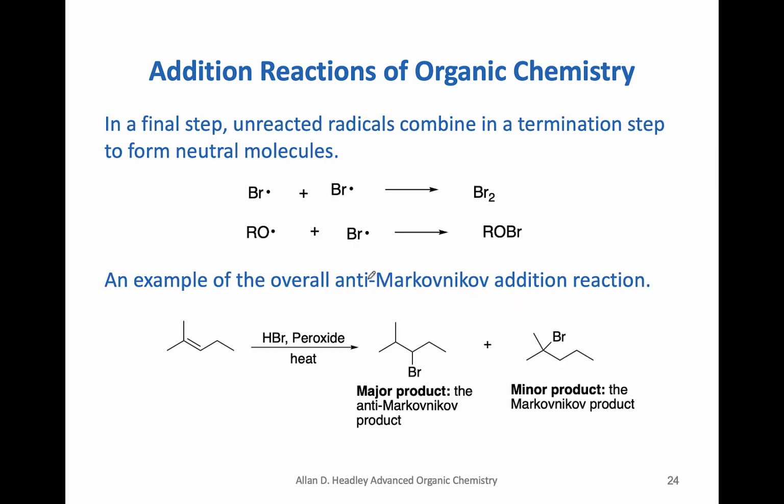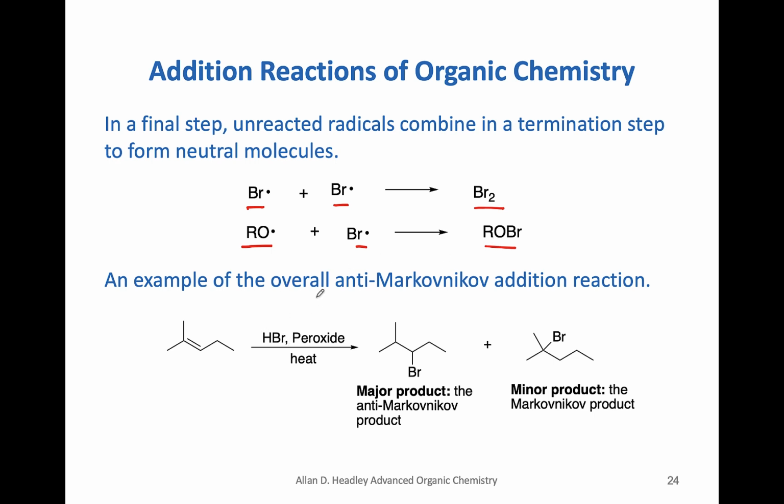Of course, we still have some radicals floating around, so we know that radicals are intermediates. So to get the reaction to complete, the bromine radical can find another bromine radical to form more bromine, or the alkyl radical can react with another bromine radical to form this as a product.